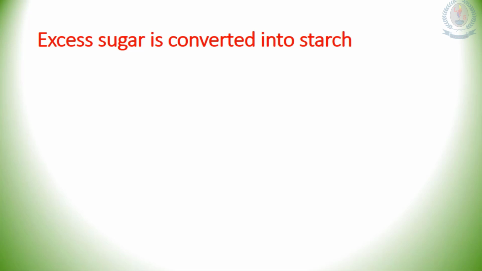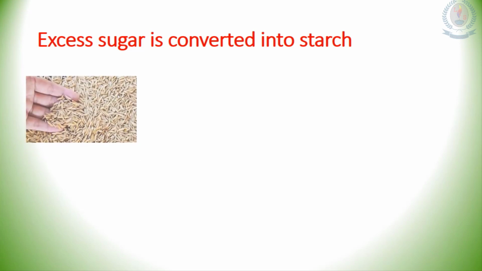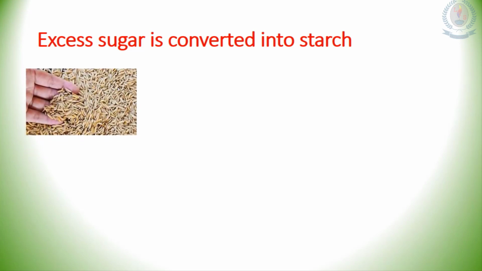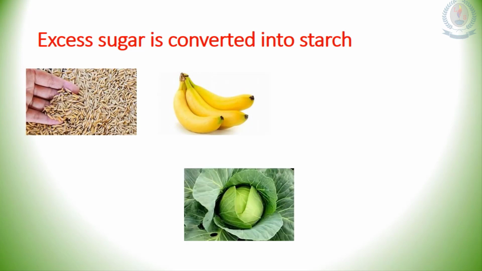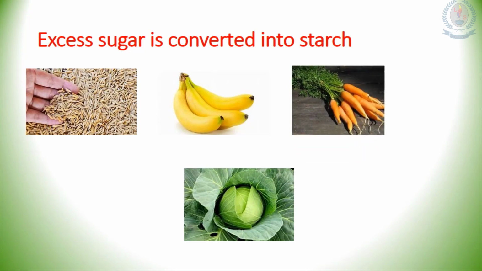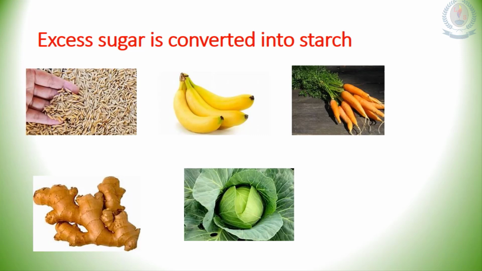How do they store those? Yes, they can store in seeds. They can store in fruits. They can store in leaves such as cabbages. And some starch stored in roots. Example, carrots. Ginger. Yes, this is an example for the starch stored in stems.